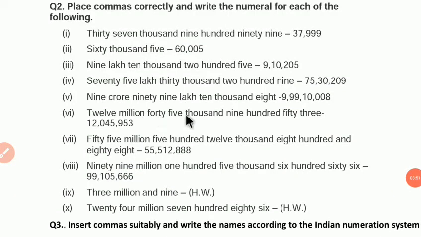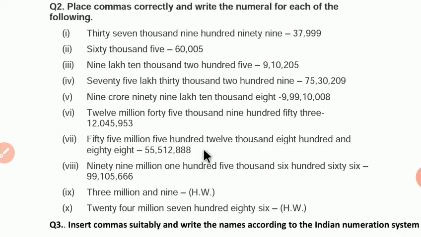You can see here 12,045,953. It is given in million. It means it is an international system. So 12,045,953. Now we will place the commas according to the international system. And we know that according to the international system, we place the commas after every 3 digits from the right. So 1, 2, 3, then again 1, 2, 3, then 1, 2.